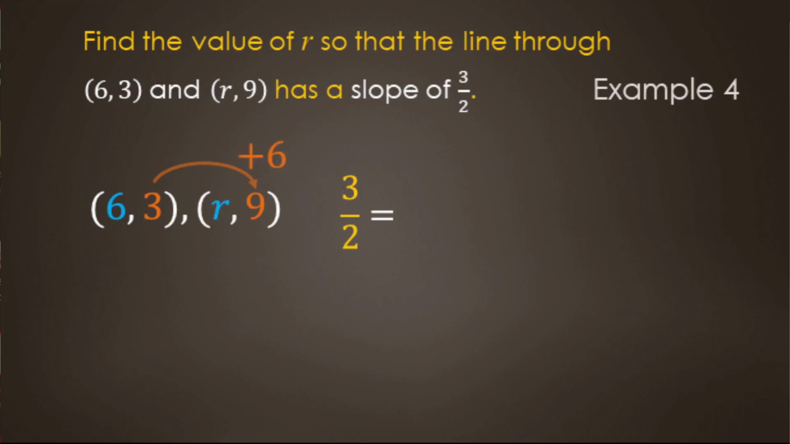So now in order to maintain this 3/2, if we go up 6, then how far over are we going to go? Well, this has to be equivalent. So 3/2 and 6/4 are equivalent fractions. So rise over run 3/2 is the same as going up 6 and over 4. So for our run, we're going to start at 6 and we're going to go to the right 4. So 6 plus 4 is going to equal 10. So that's going to be our x value when the y value is 9.